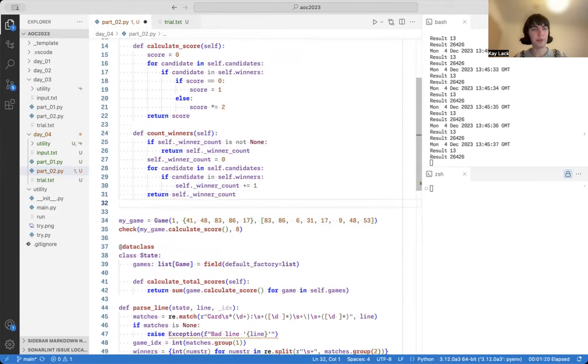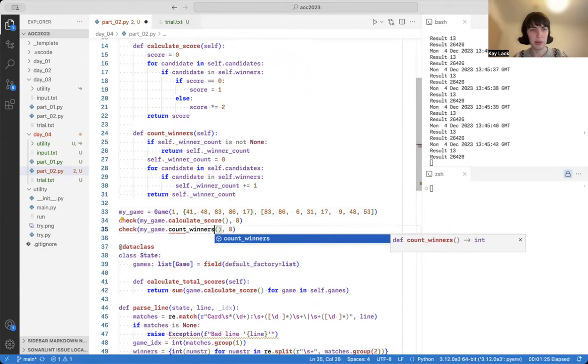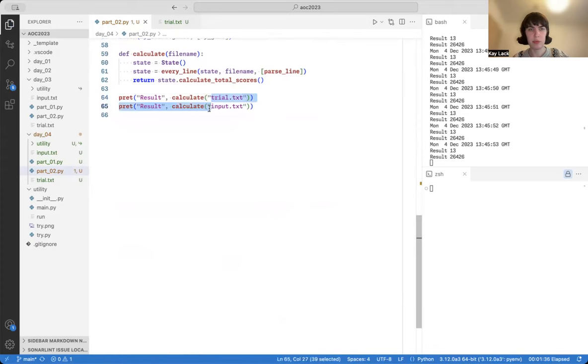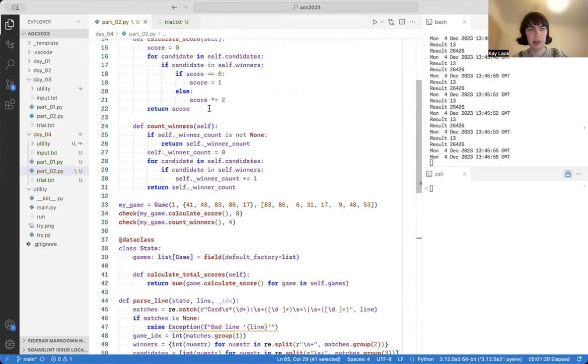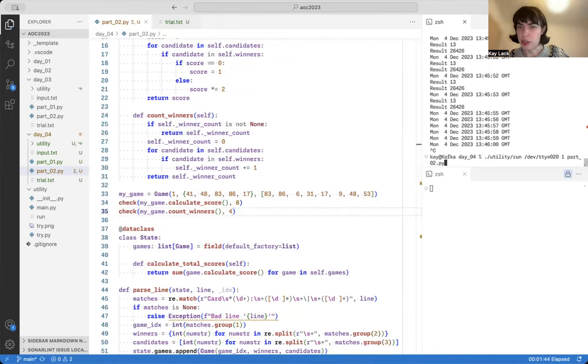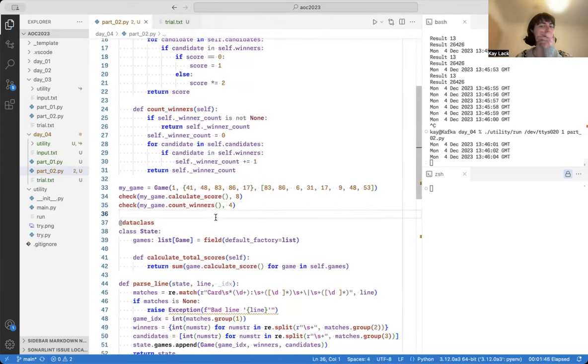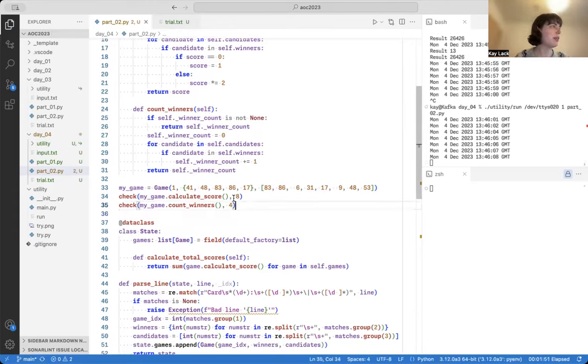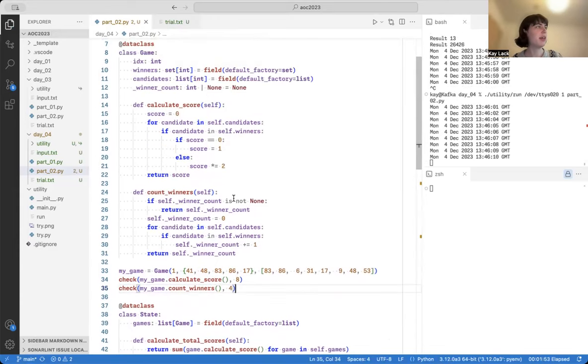Okay. Now let me just check this is right. This should be four, right? And it is. Great. Assuming I'm running the right file, which I am. Great. Okay, let me just. No, I'll leave that. Just mark it as a potential bug for later. Okay.